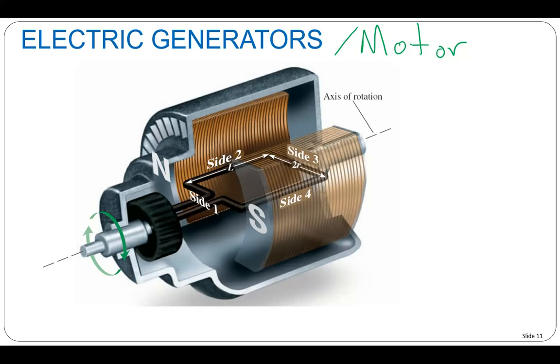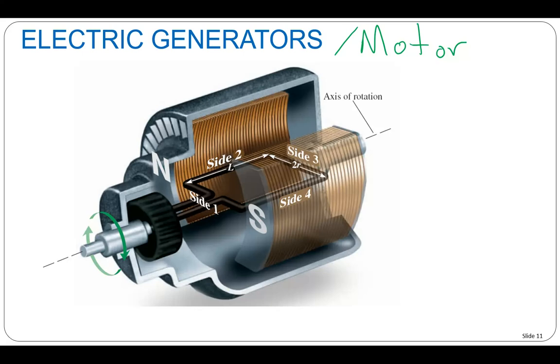So what's the difference in an electric generator and an electric motor? One of them uses electricity to make mechanical motion. One of them uses mechanical motion to generate electricity. They're just the reverse of each other. So with this, if I force current through the wires, it turns it into a motor. If I force that loop to turn, then it's going to make it into a generator.